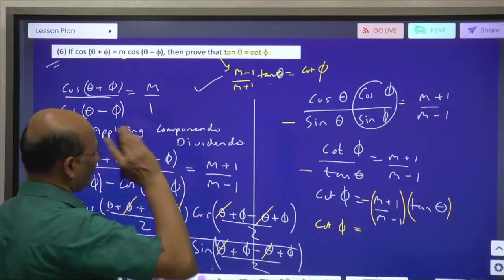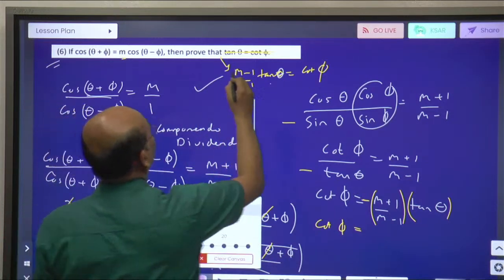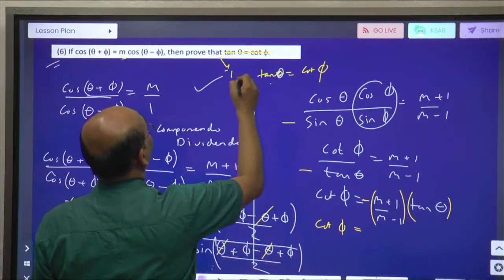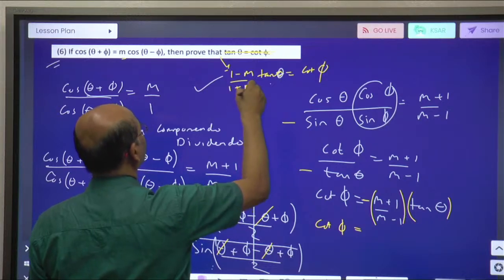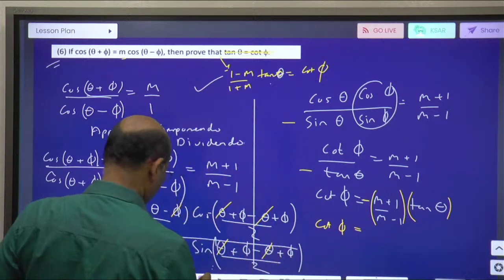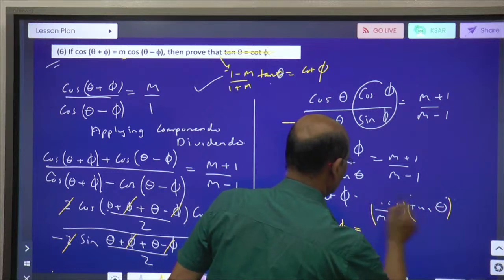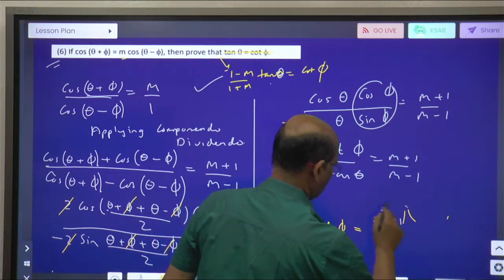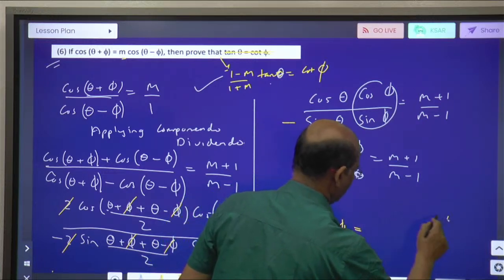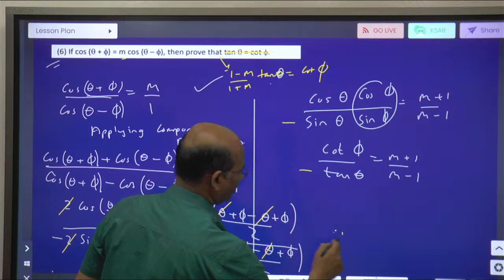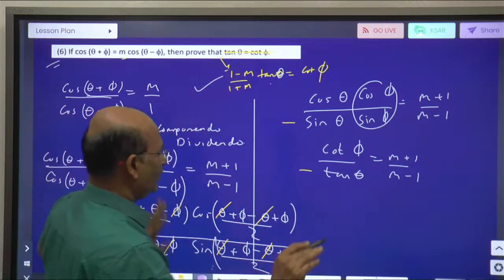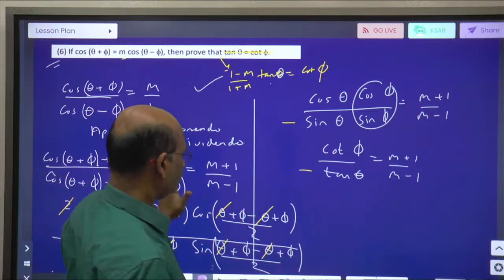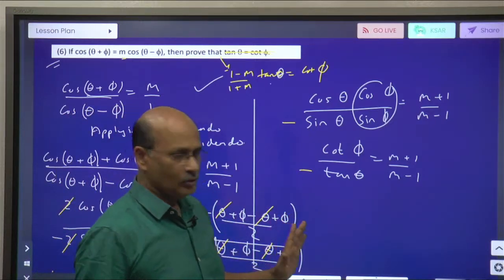Okay, 1 minute children. This proof is 1 minus m upon 1 plus m. Now I will get it. Let me just clear it out to you. There was some error in the question, not error in the question, I typed it wrong. So actually this is the proof what you have to do. Now listen.